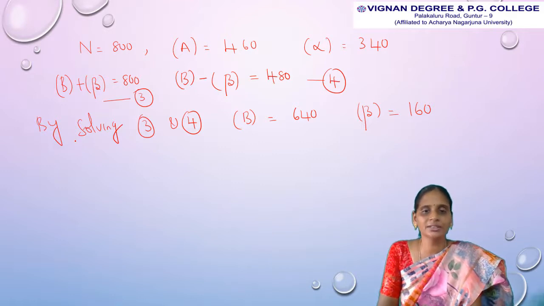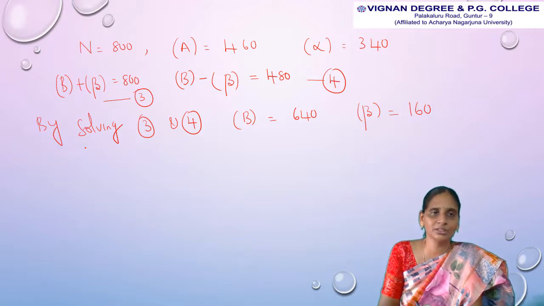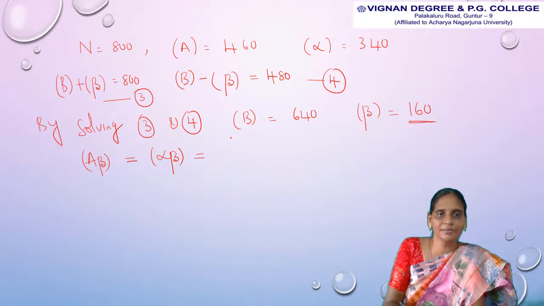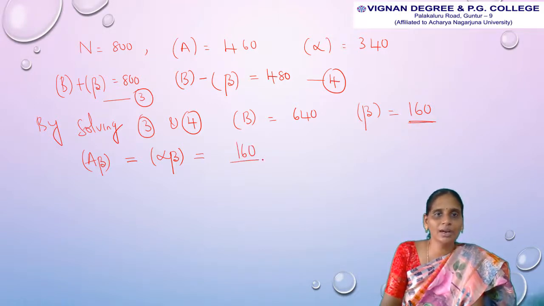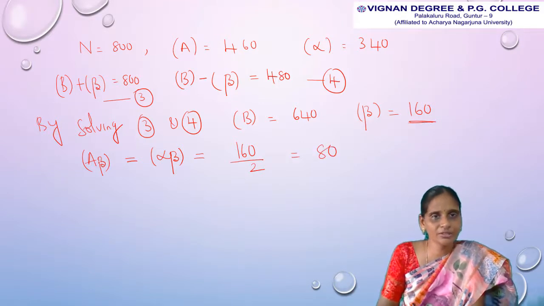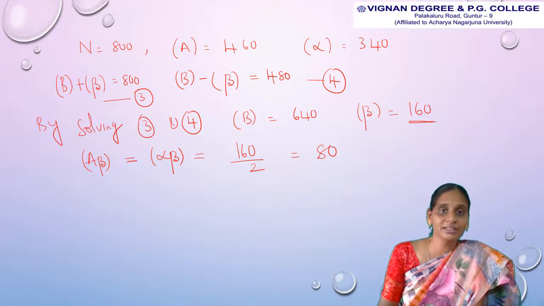In the next sentence, the given problem is equal number of boys and girls failed in the examination. So boys failed and girls failed, these are equal. Equal number of boys and girls failed in the examination. So the fails are 160, and 160 divided by 2, here we get 80. Again, frequency of A beta is 80, and frequency of alpha beta is also 80.